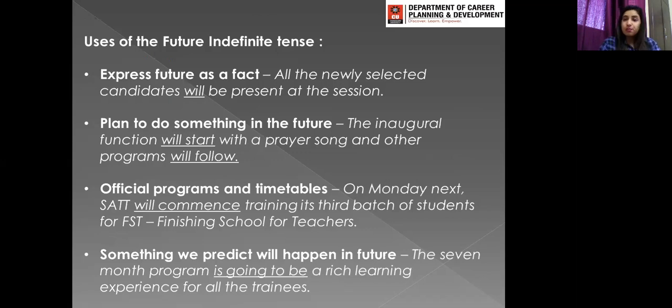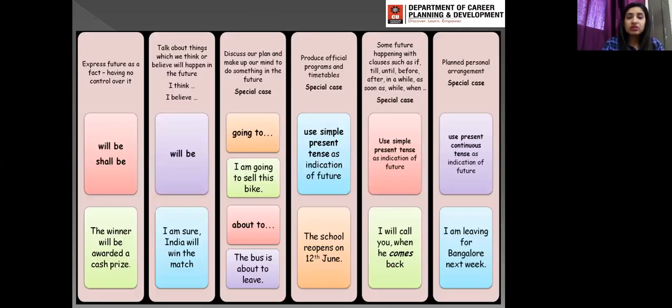And next is to predict. So prediction is always done about the future of a person or an object or an event. So prediction is also done in the future tenses, the future indefinite tense. Okay, now this is a table for you, a very interesting table for you to understand, and the things that we had missed in the previous one.